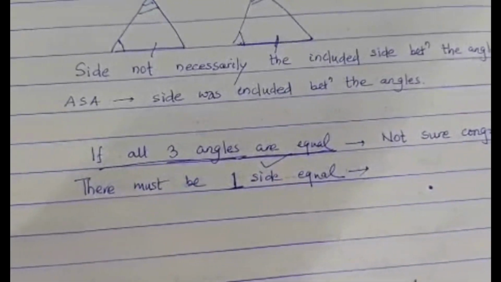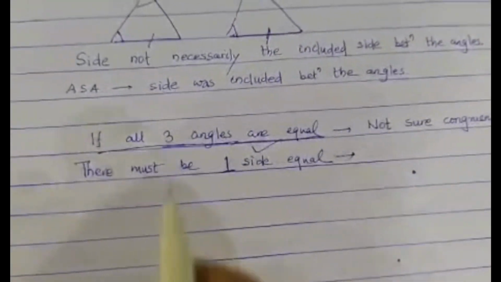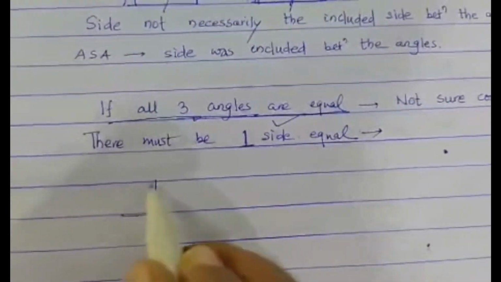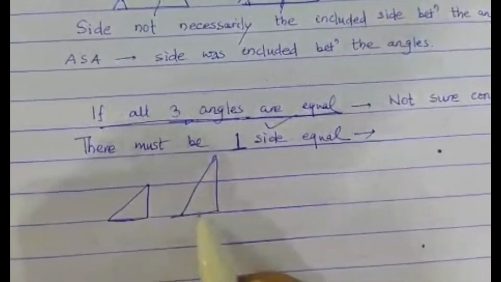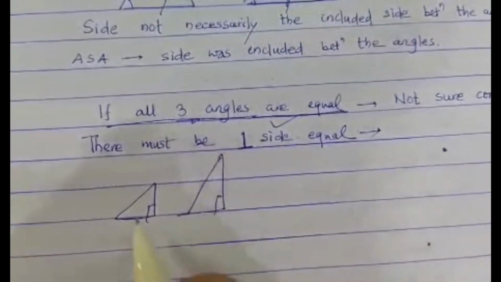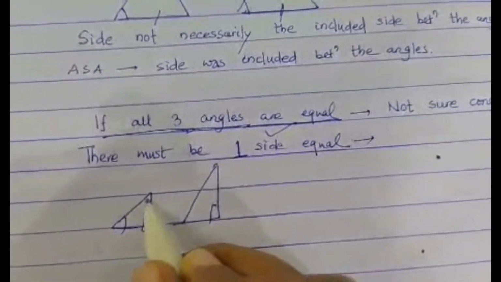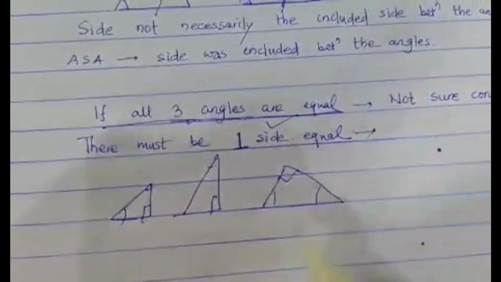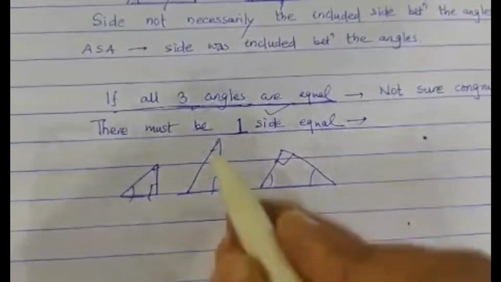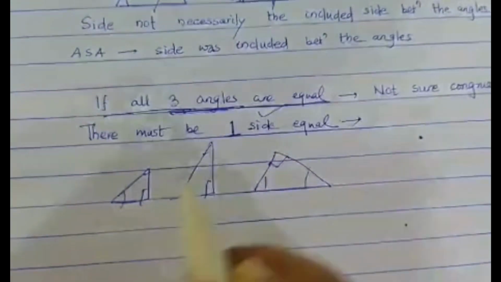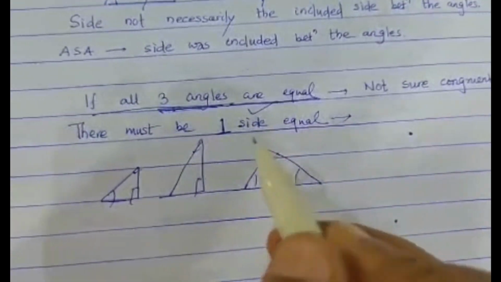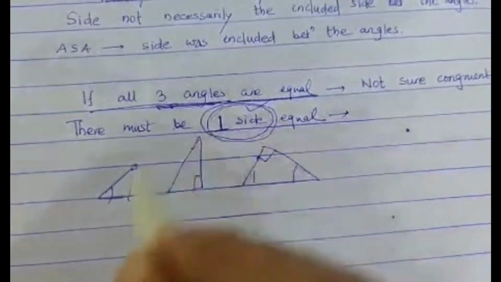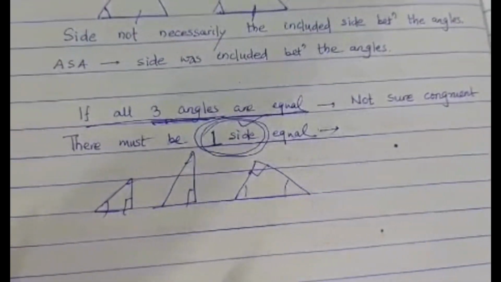So this is one important piece of information, because with all three angles equal you can draw so many triangles and all of them cannot be congruent. You can draw a triangle like this, because the angle is the same. This is 90 degrees, this is some 45 degrees, let us see. This is also equal. So it can be of different sizes, and it cannot be congruent. So this criterion cannot fulfill the congruency of triangles. If only all three angles are equal, it cannot be a congruent triangle. So there must be one side equal, otherwise it cannot be congruent. So this is an important rule.